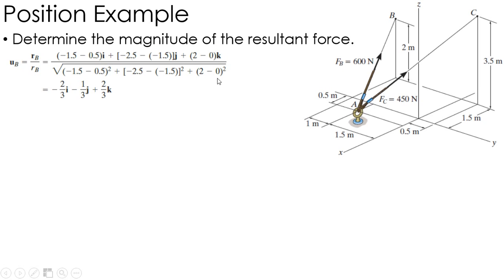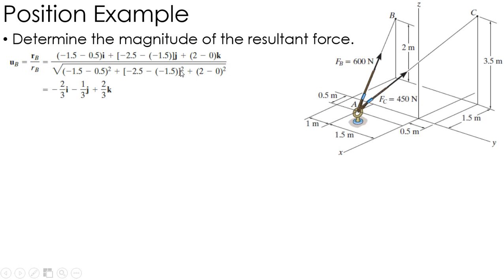So the way I actually generally do this is say, how much do I go from A to B? I see I go 0.5 plus 1.5, so I go 2 in the x direction. In the y direction I go -1, because I go from -1.5 to -2.5, and in the z direction I go up 2. So I would call that -2, -1, 2.